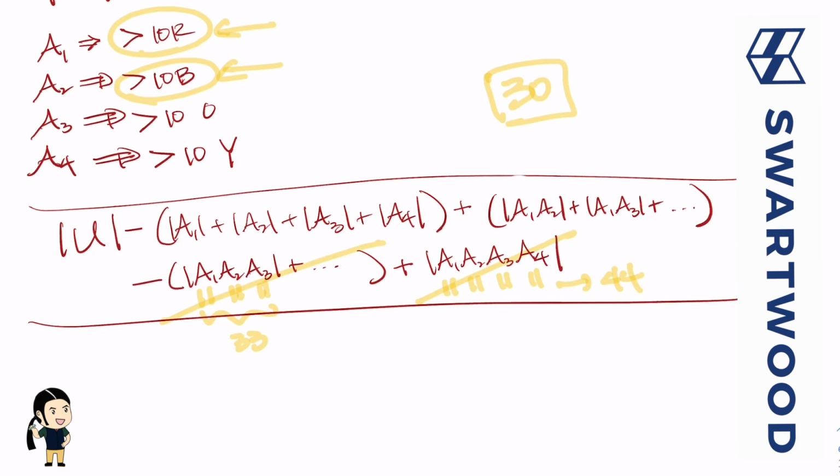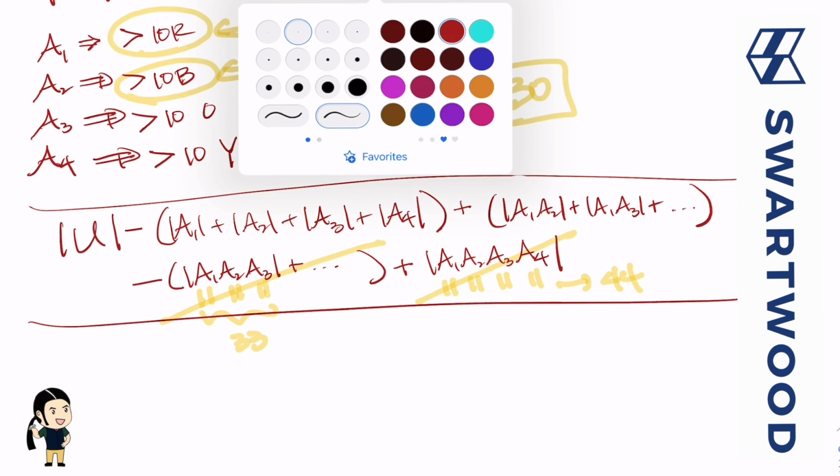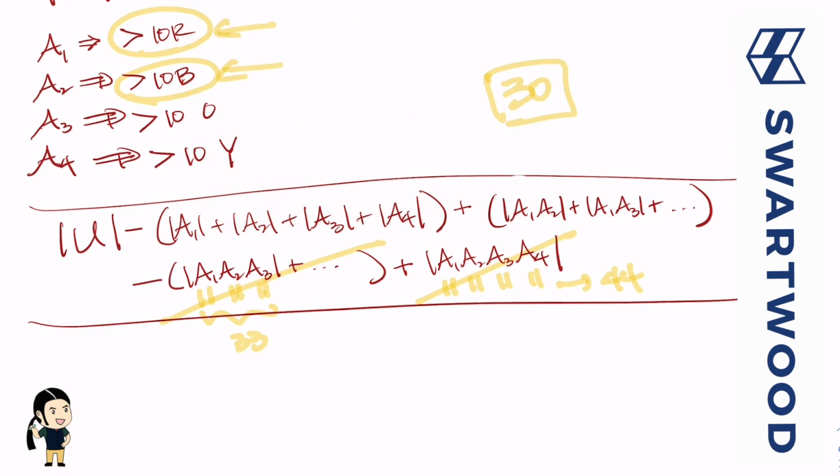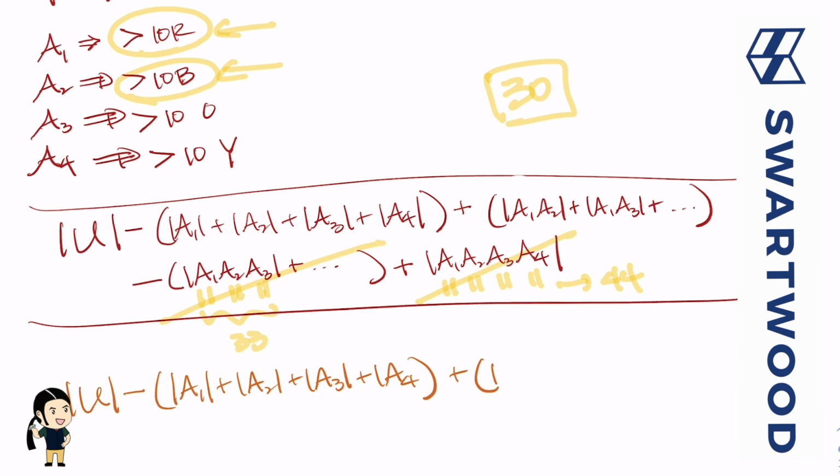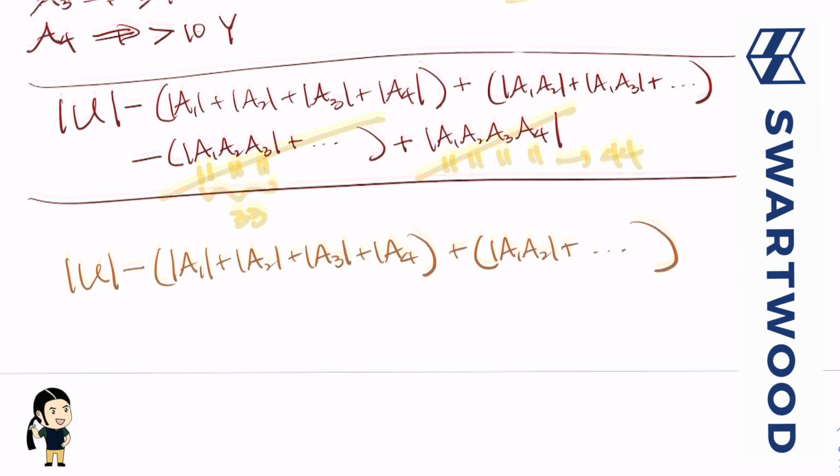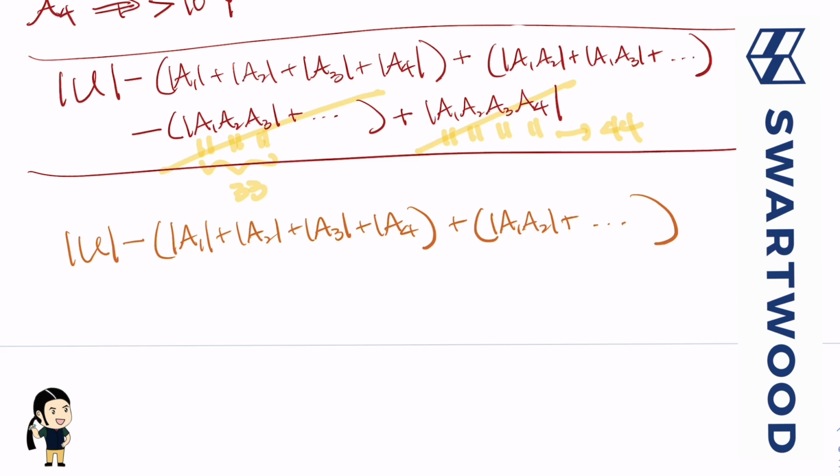So what this really comes down to is, let's do this. The universe minus A1, A2, A3, A4, right? Plus adding back all the double intersections. Okay. All right, and then this will actually be not that bad.